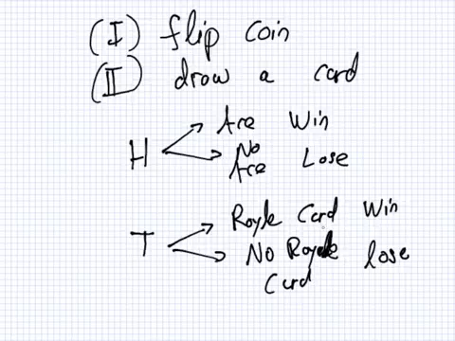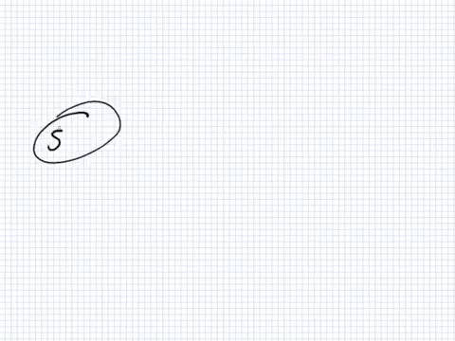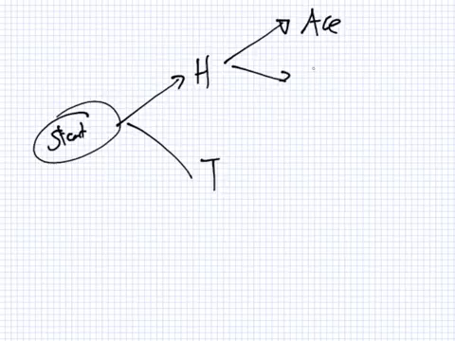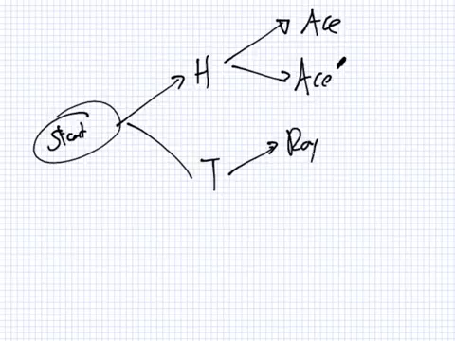Okay, let's draw the tree for this. Can I draw that? Yeah. Right, so we start off and we can get heads or we can get tails, and if we get heads, then we can either get the ace or not get the ace, which I'll write like this with a little tick. And then if we get tails, then we can either get the royal card or not get the royal card.